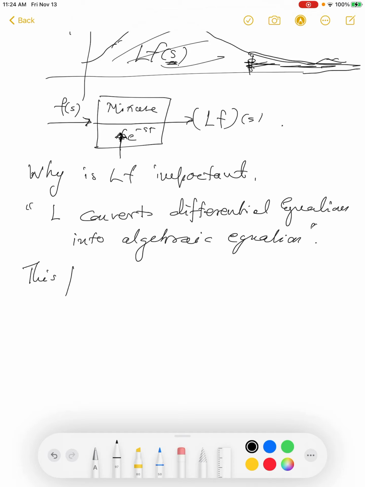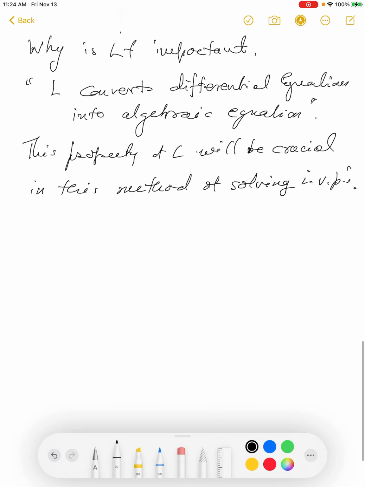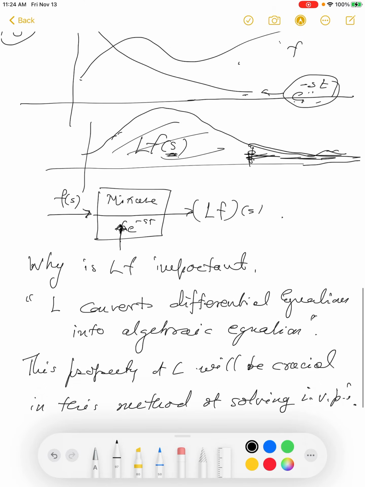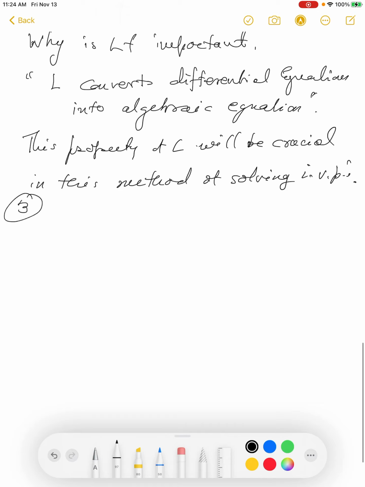So this property of L will be crucial in this method of solving IVPs, given IVPs. Good. So now the third remark that I want to state is that L is a linear transformation.